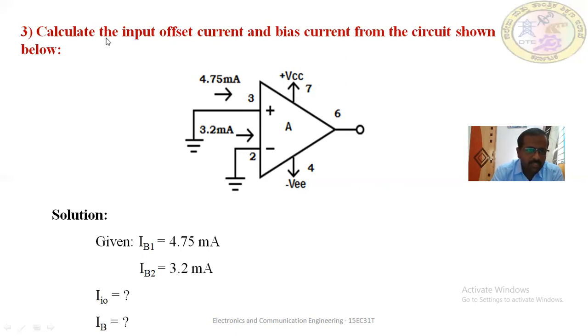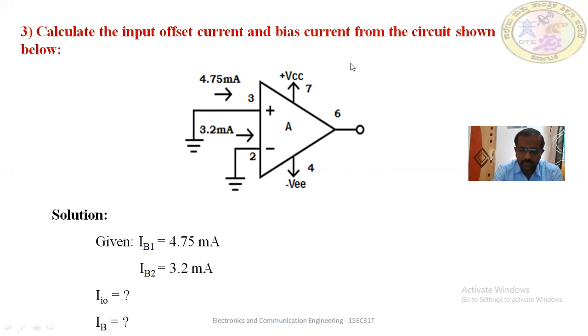So what is he asking to calculate here? Observe the input offset current. The input offset current, represented as IIO, is to be calculated. And he is also asking to calculate the bias current here, in which IB is equal to question mark. So you should identify the formulas for IIO and IB first, and after placing the values in that equation, you can calculate the offset current as well as the bias current here.